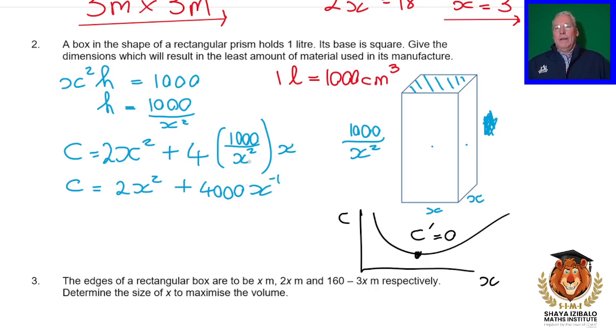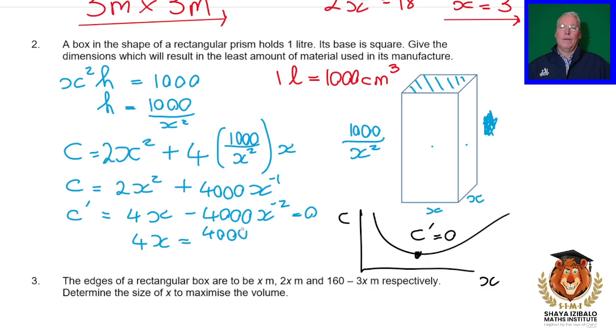Now we're going to differentiate it. So C dashed is going to be 4x minus 4,000 x to the minus 2. And we want that gradient to be 0. Now if we add that term to both sides, we get 4x is 4,000 over x squared. Let's multiply both sides by x squared. So we get 4x cubed is 4,000. Divide both sides by 4, we get x cubed is 1,000. And then cube root both sides and we get x equals 10.